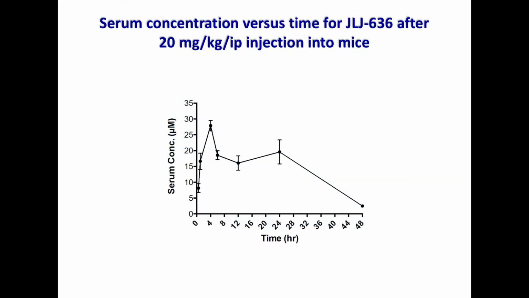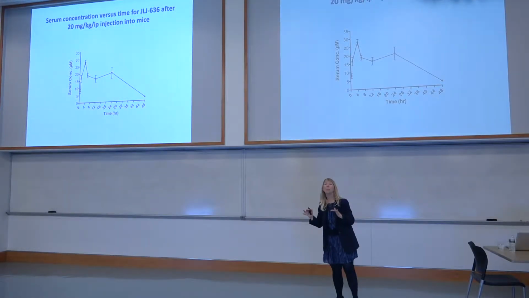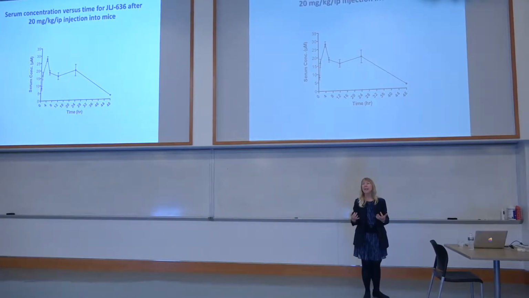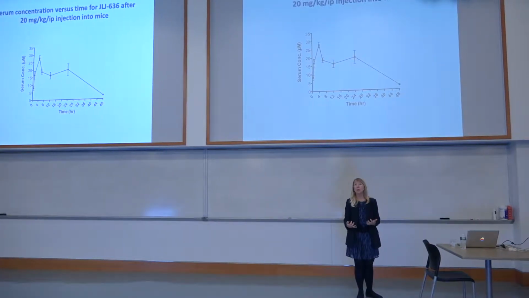And so this is just an example. This is an IP injection in mice. And we were really excited to find that there were significant levels of the drug, very high levels, at 24 hours and even down to 48 hours. This is a single dose of the drug. So this started to tell us that we had really nice properties, and we weren't going to inject it into the animal and have it just be metabolized really quickly.